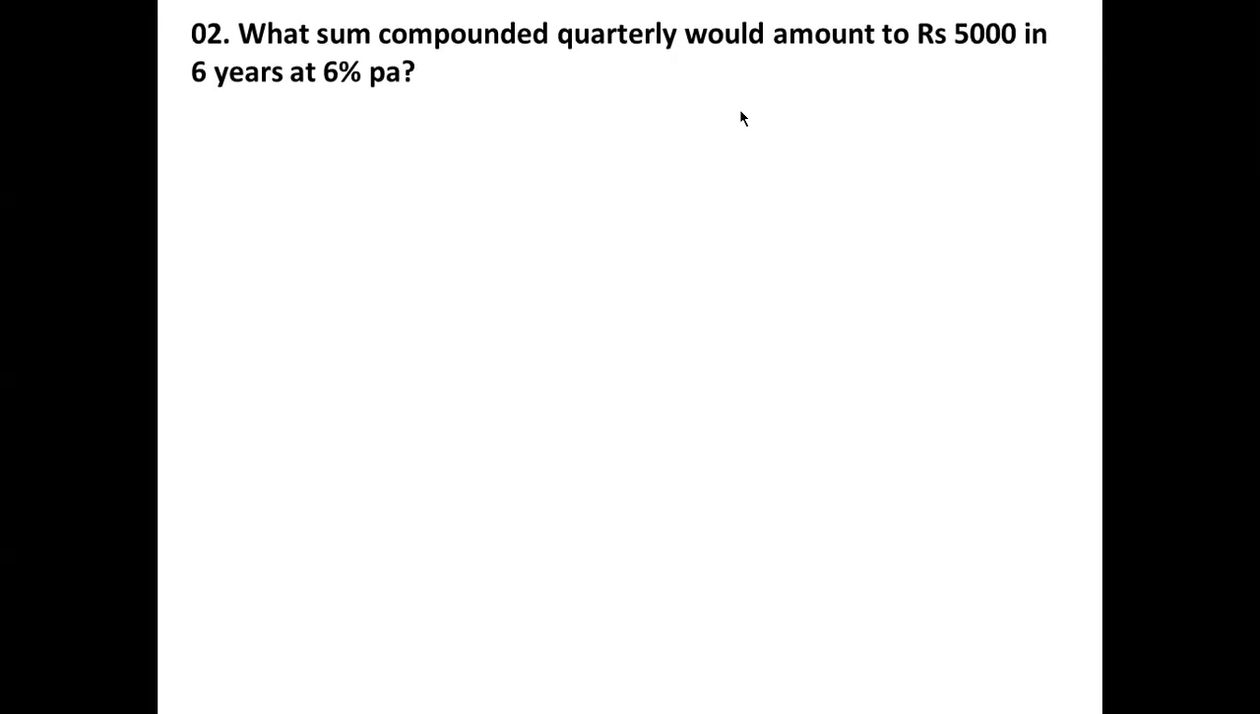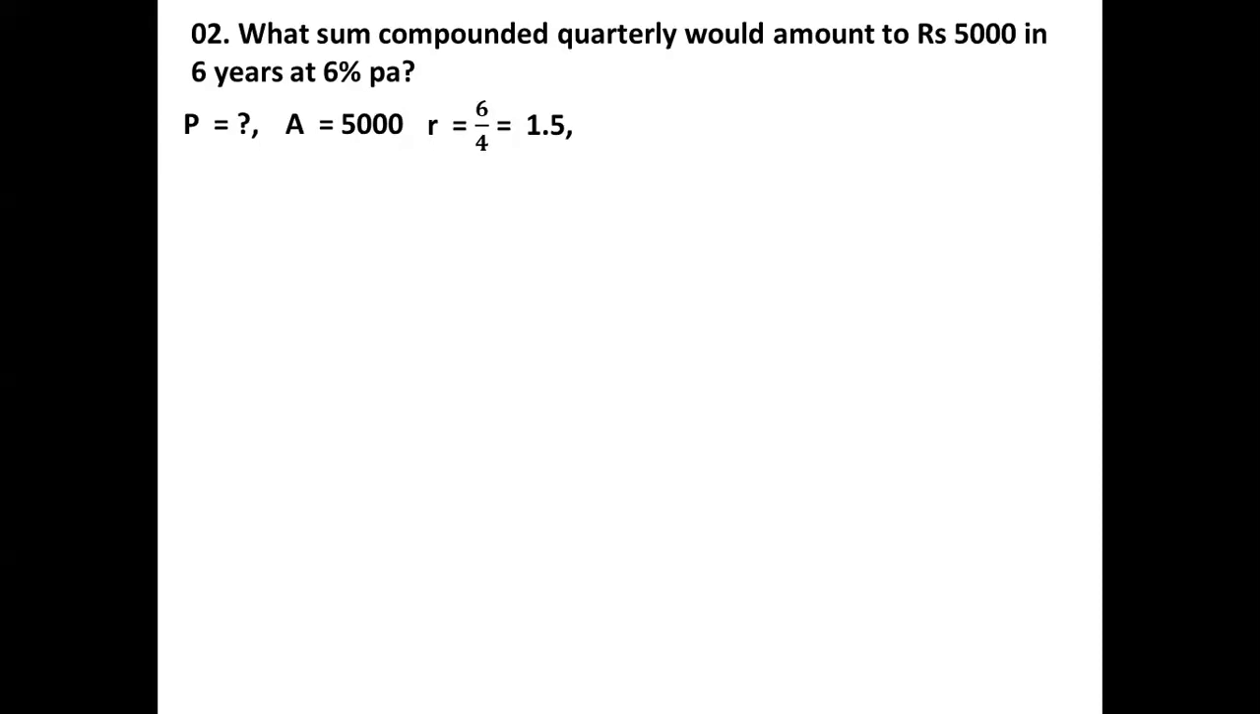So you see here, they asked to calculate this sum. Therefore, the P value is unknown, not given. And the amount is 5,000. Then the rate of interest is nominal 6%, 6 divided by 4. If they ask to calculate interest quarterly, you divide by 4. If half yearly, you divide by 2. If monthly, you divide by 12.